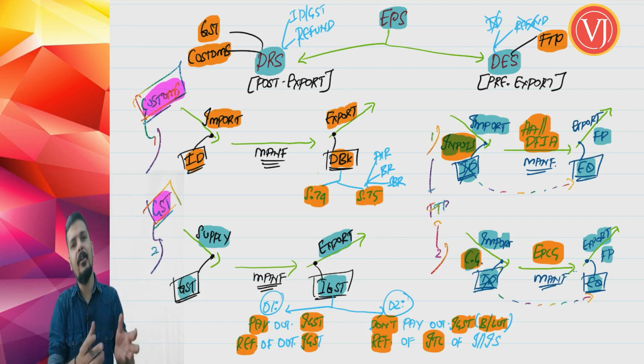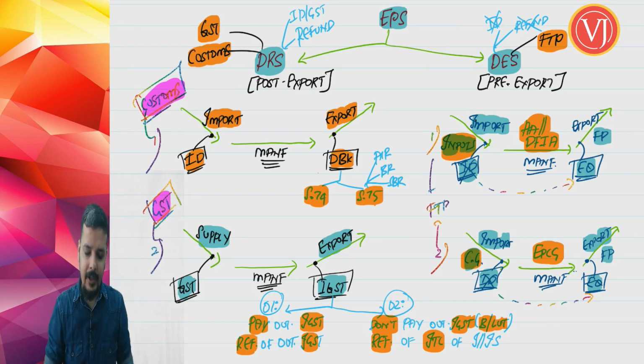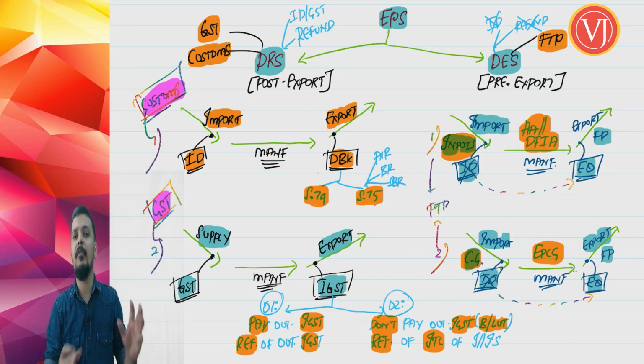The other aspect is when you purchase a few raw materials within India, it will all happen together, it will not happen separately. When you purchase raw materials together, you would have suffered GST on your purchases. And when you export your final product, you have two options.